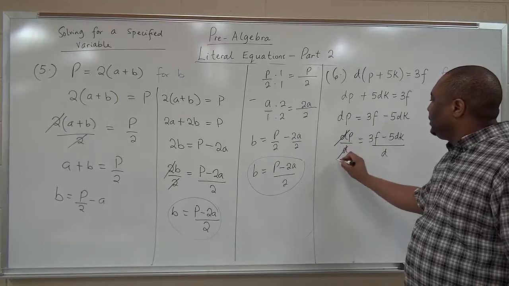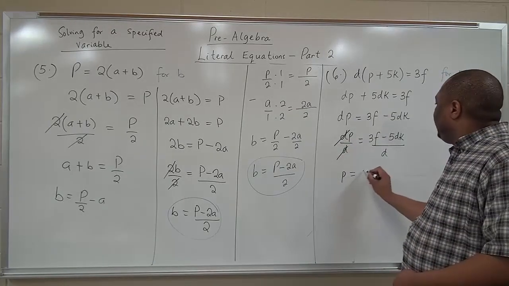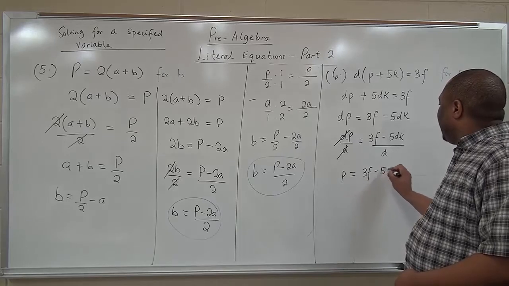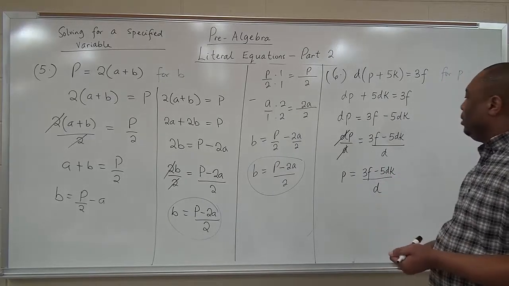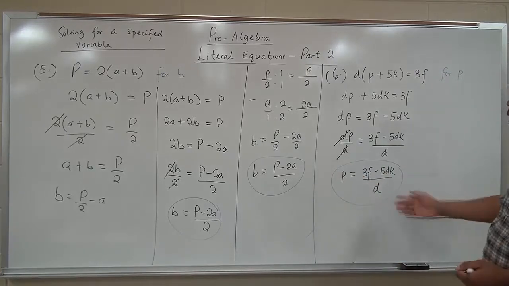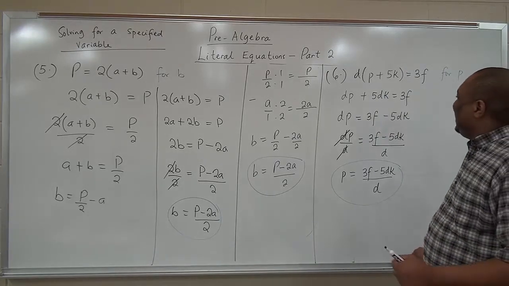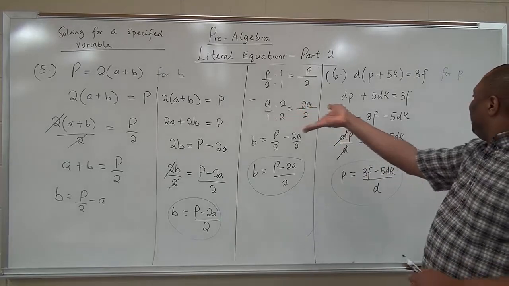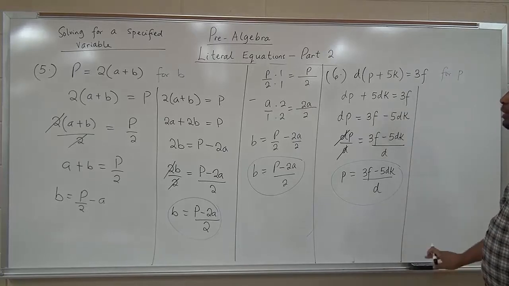So d divided by d is 1. So our p will be 3f minus 5dk all over d. And this becomes our answer. Yeah, that becomes our answer. It's pretty straightforward, right? Now, if you want to use the other method, that's up to you. We can kind of quickly use the other method.